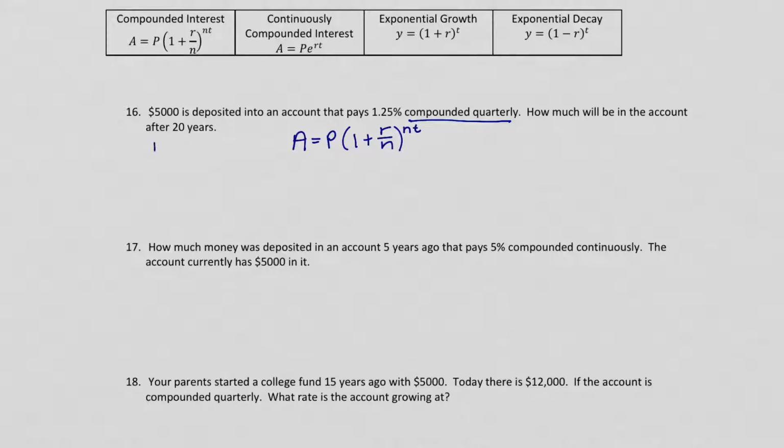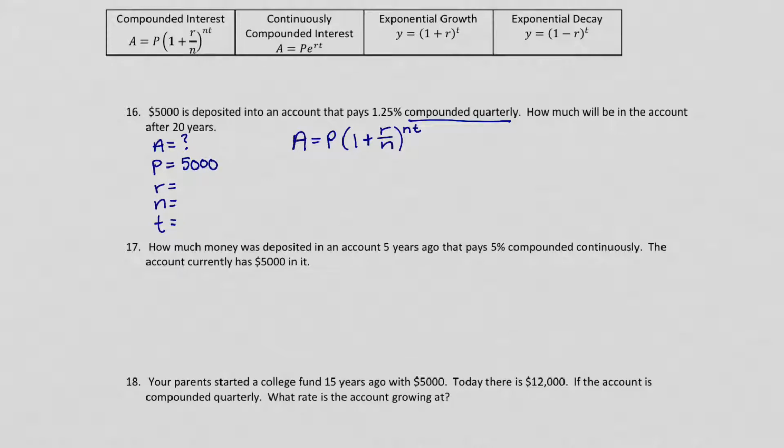Okay, so I have variables A, P, R, N, and T. Those are the variables inside this equation. A is the amount that I have after however many years, which is what I'm trying to find in this problem. So that's my question mark. I don't know what that is. P is the principal amount or your initial amount, which this problem told us was $5,000.